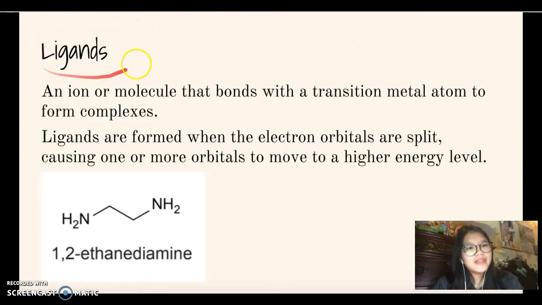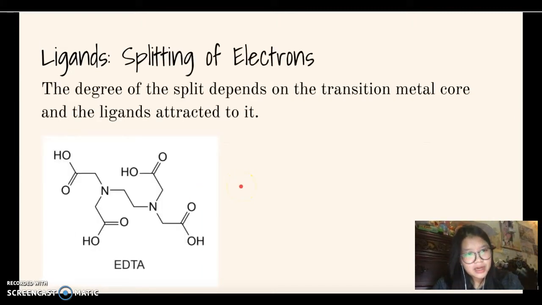So moving on, we have ligands. Ligands are ions or molecules that bond with a transition metal atom to form complexes. Ligands cause the electron orbitals to split, causing one or more orbitals to move to a higher energy level. The degree of the split depends on the transition metal core that the ligand is attracted to. So when the electrons are split too far, the electron will fall down to the sublevel below and fill in the electron orbitals accordingly.